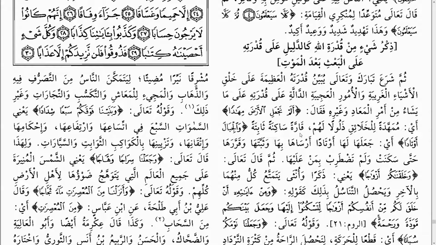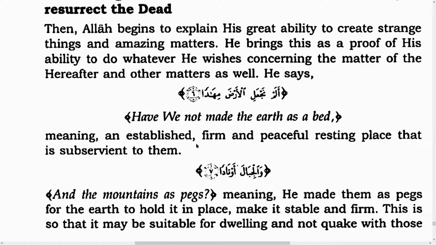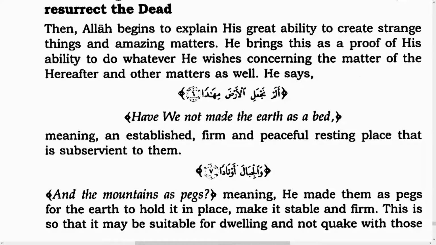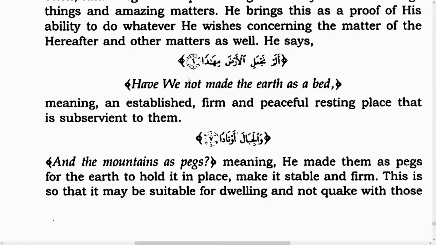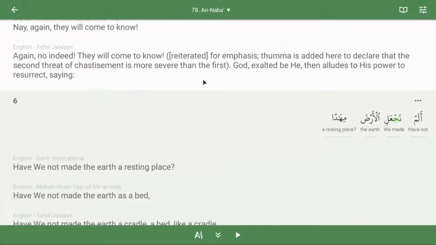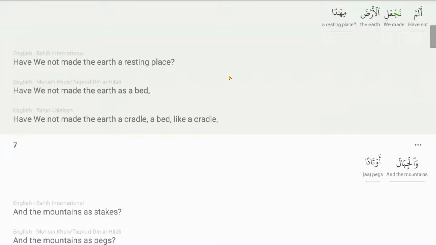The earth is kharatan sakinatan, peaceful, sabitatan, established, firm and peaceful. Then Allah talks about wal jibala awtada. Alam naj'alil arda mihada wal jibala awtada. Then He goes on to talk about the mountains, because that's the next thing which a person sees. He looks at the earth, the first thing, the land he sees, then he could see the mountains.